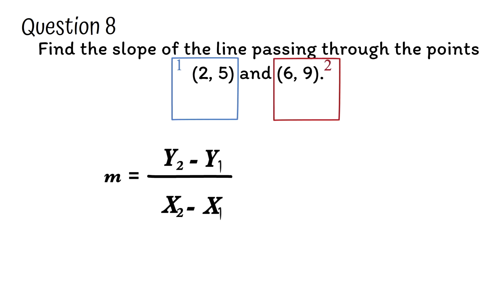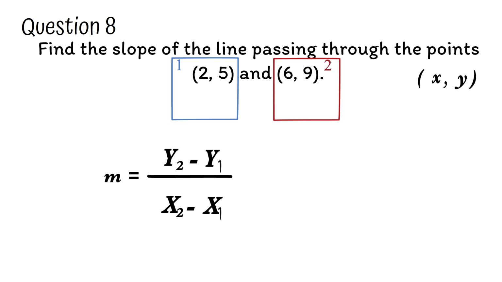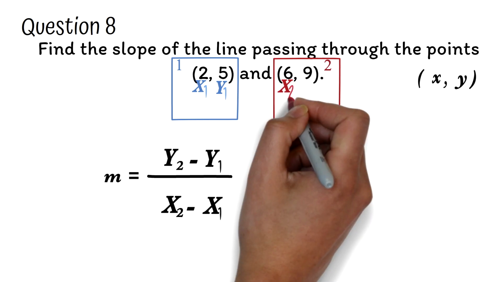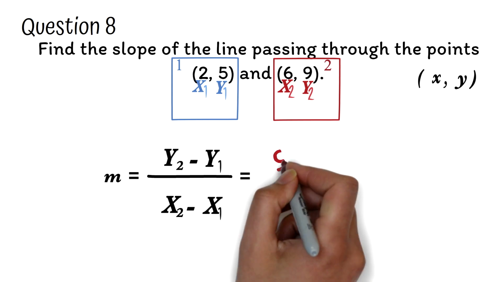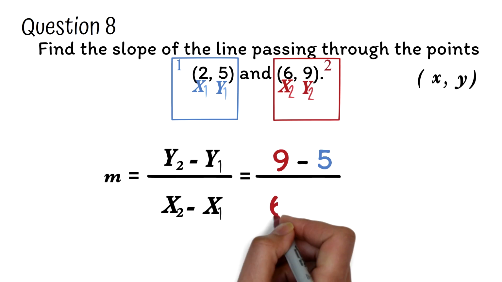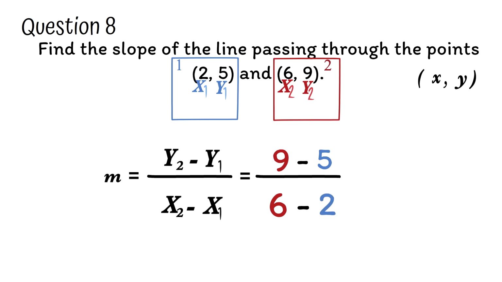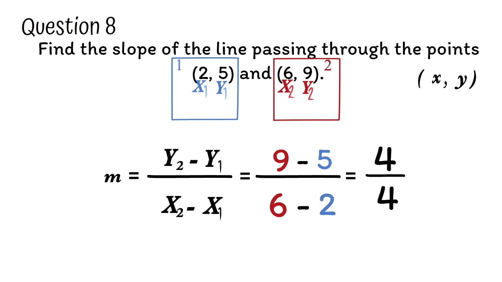When you have a point, the first value is your x, and the second value is your y. Since we are calling this point 1, we will have x1, y1 here. Same thing for this. Since we are calling this our point 2, we can call this x2, y2. We just put the values into the formula. We have 9, which is y2, minus 5, which is y1, divided by 6, which is x2, minus 2, which is x1. We simplify. 9 minus 5 is 4, over 6 minus 2, which is also 4. 4 divided by 4 is 1. So the slope is 1.